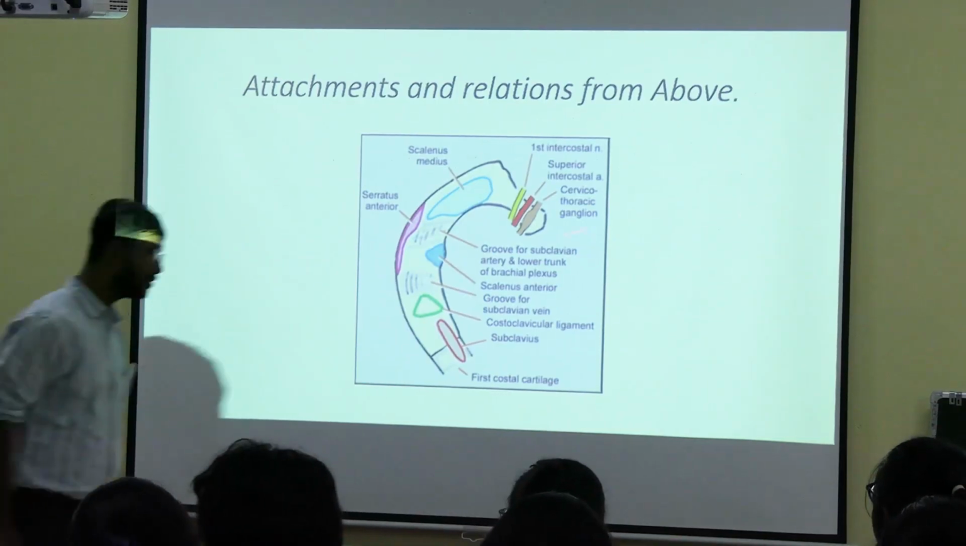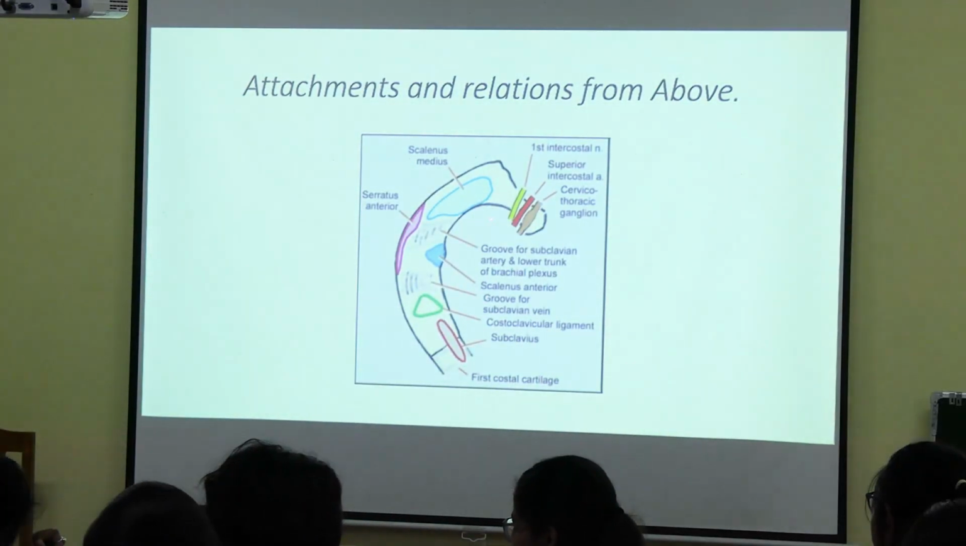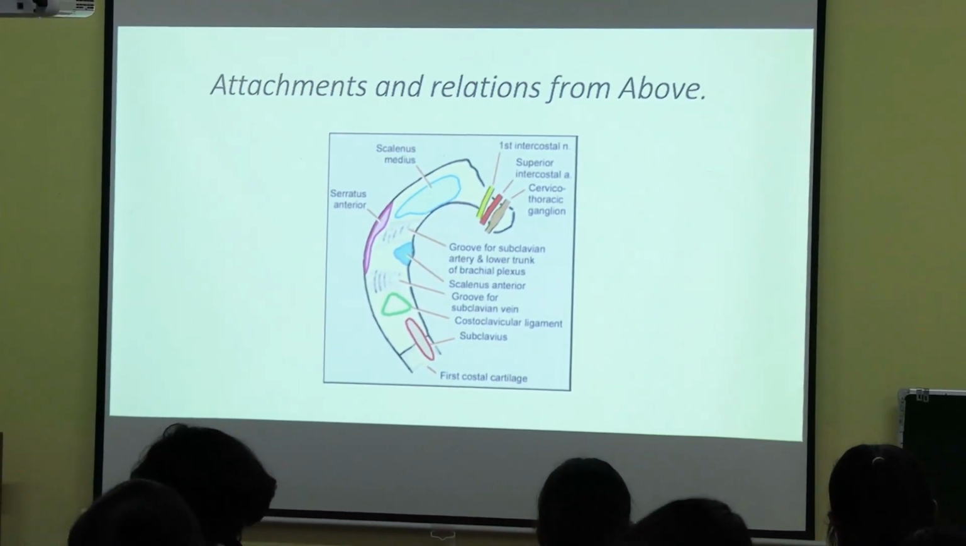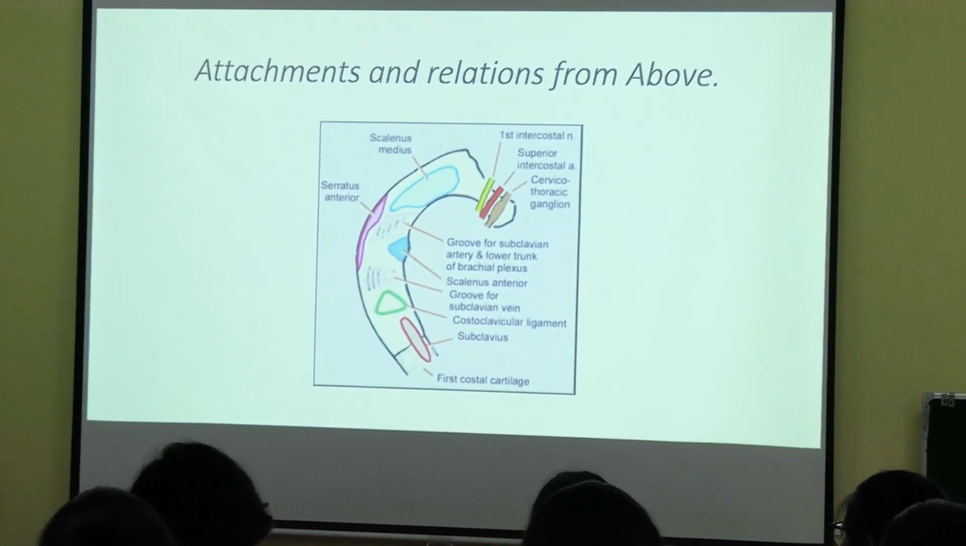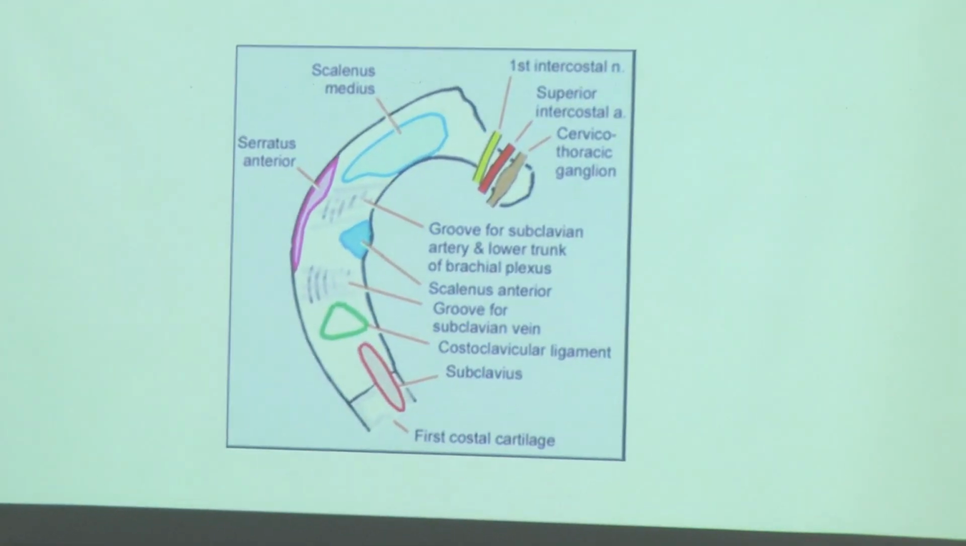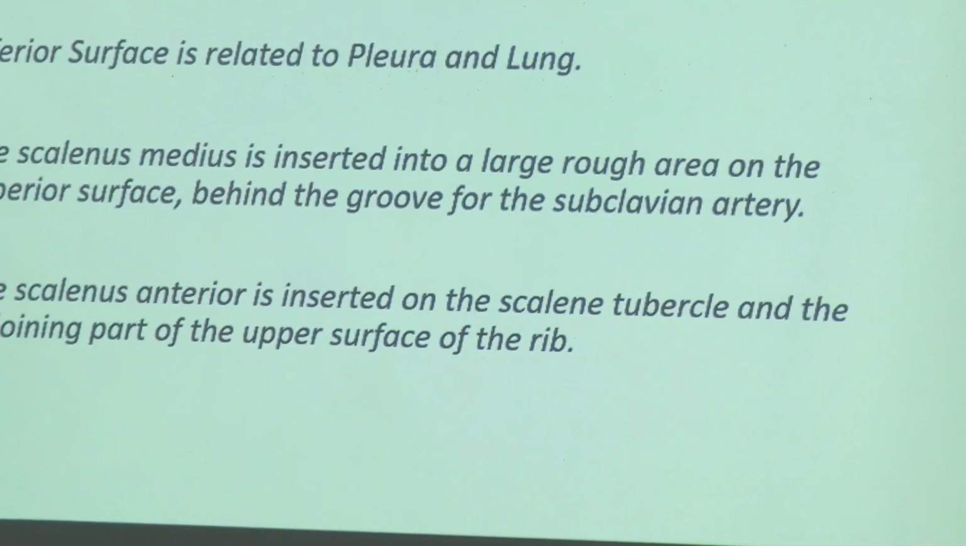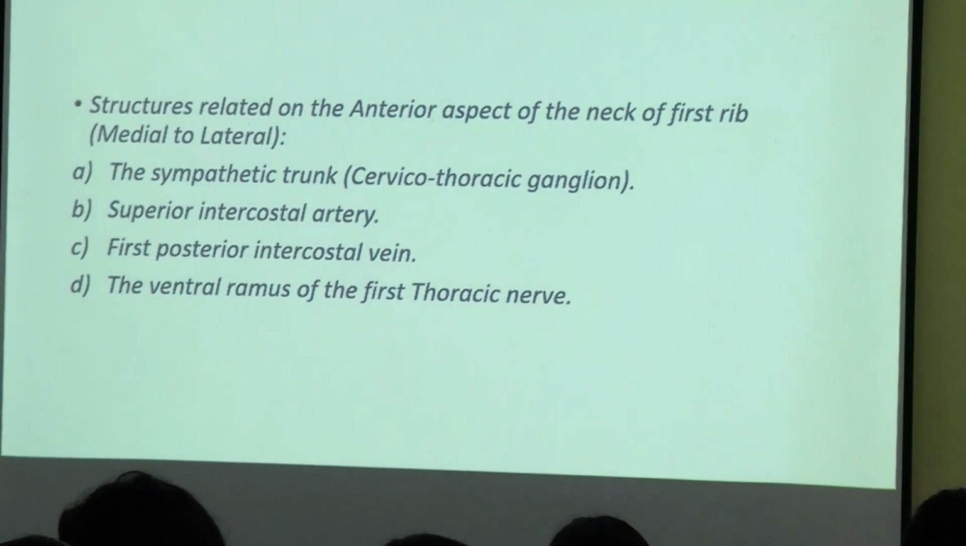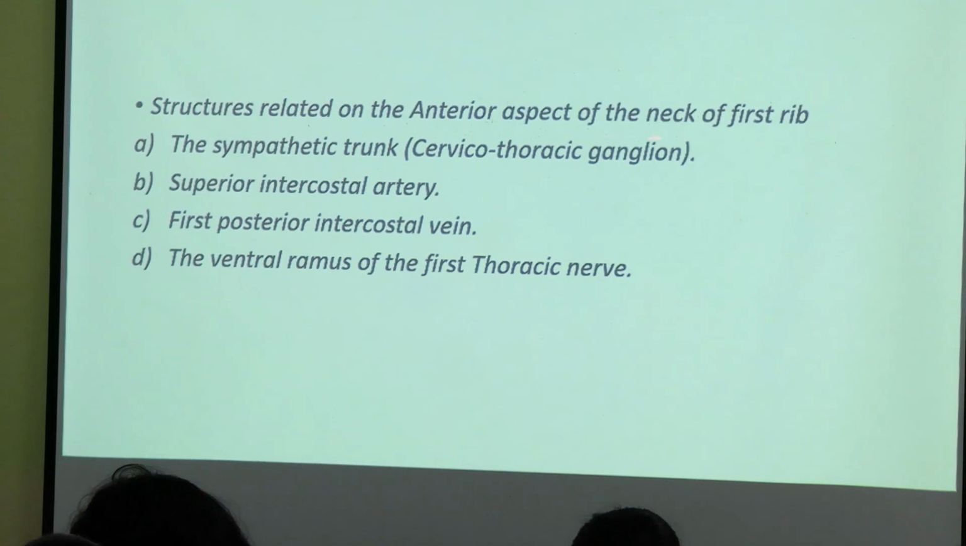Okay. See, now there are a few structures related to the neck region. This thing you have to mark up. After reading the theory portion, you will be able to correlate. Write: structures related to the anterior aspect of the neck of the first rib. What are those?